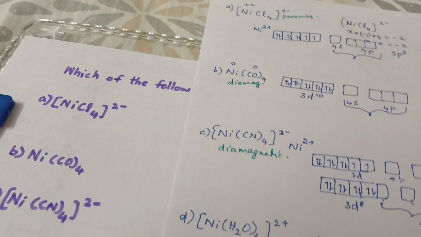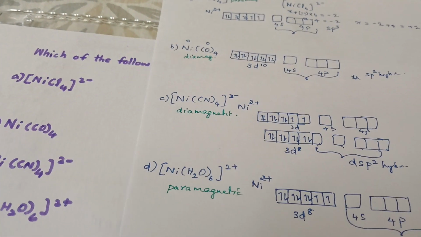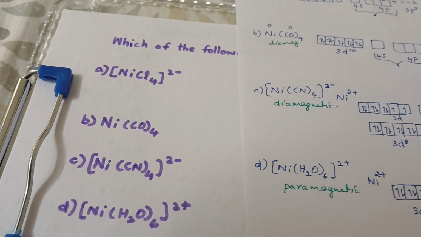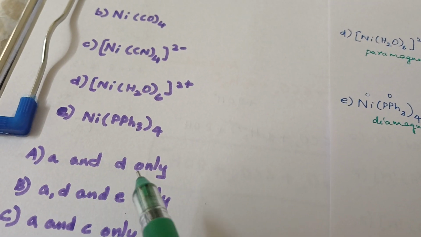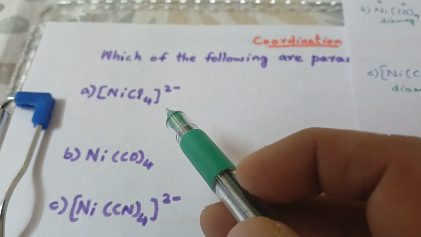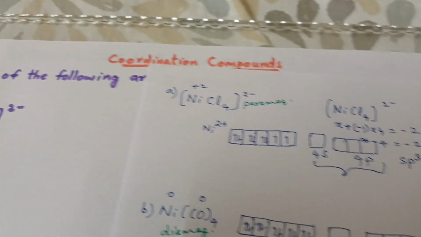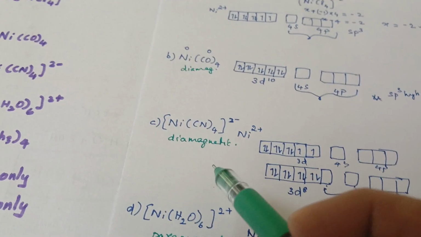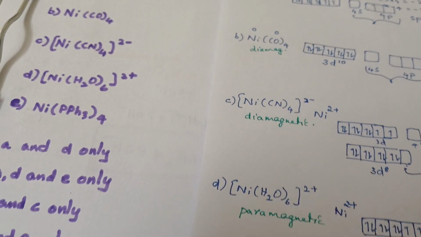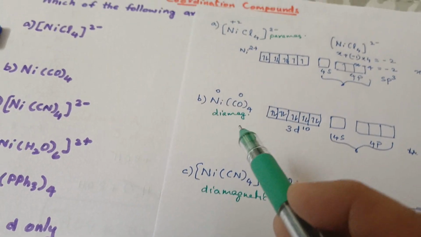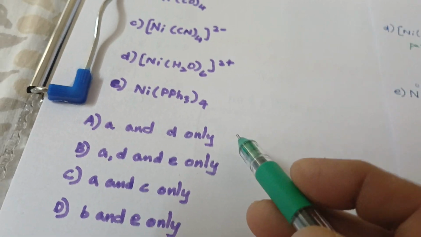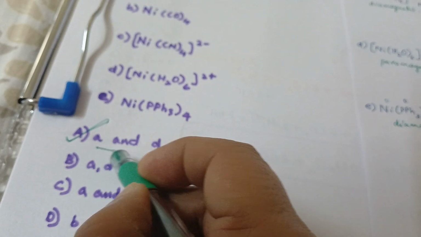So PPh3, CN and CO, they are strong field ligands, whereas water and Cl are weak field ligands. Now let us look at the question. Which of the following are paramagnetic? And the answer given is A and D only. Which one is A? [NiCl4]2-, that is paramagnetic. And D is paramagnetic. And all the others are diamagnetic. That is what we have got. So A and D only. So the first option is the correct choice.